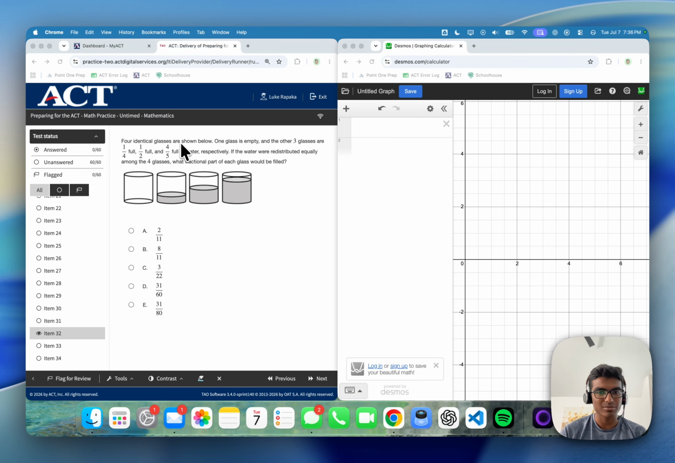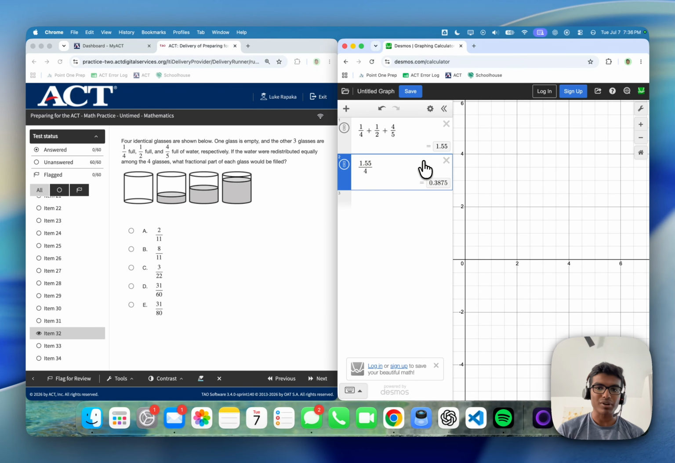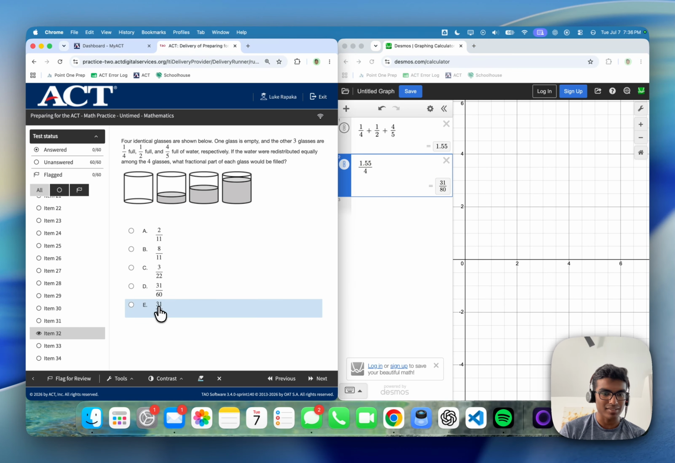Four identical glasses below, 1/4, 1/2. Essentially it's asking to redistribute the volume of water in these glasses into all four of these glasses. So what we're going to do is just add up the volume: 1/4 plus 1/2 plus 4/5. Then we get 1.55. Then we divide that by 4 for the four glasses. Let's turn that into a fraction, and we get 31/80ths. Nice.